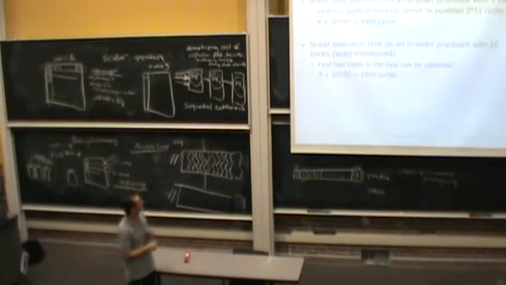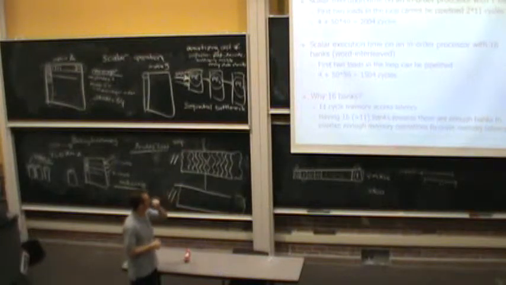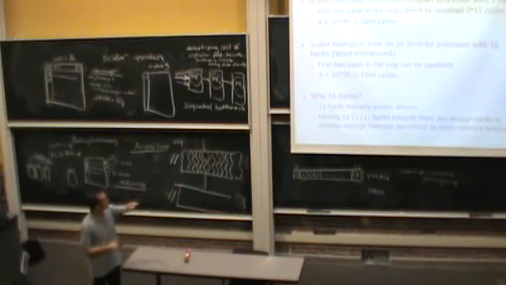So let's see what a vector processor does. Why 16 banks? We already talked about this. You can read this on your own.